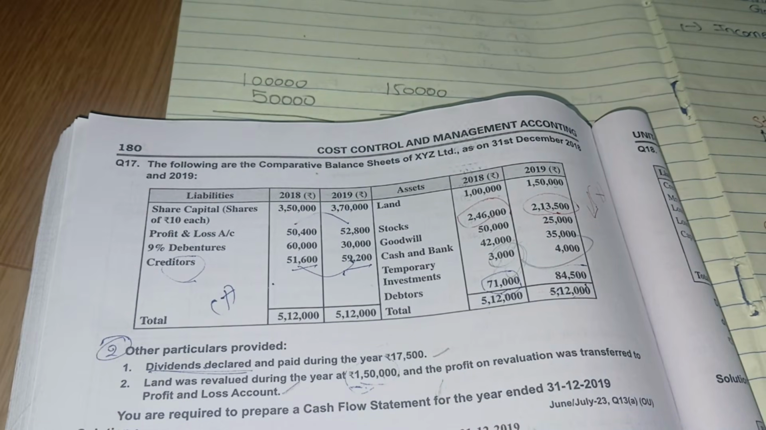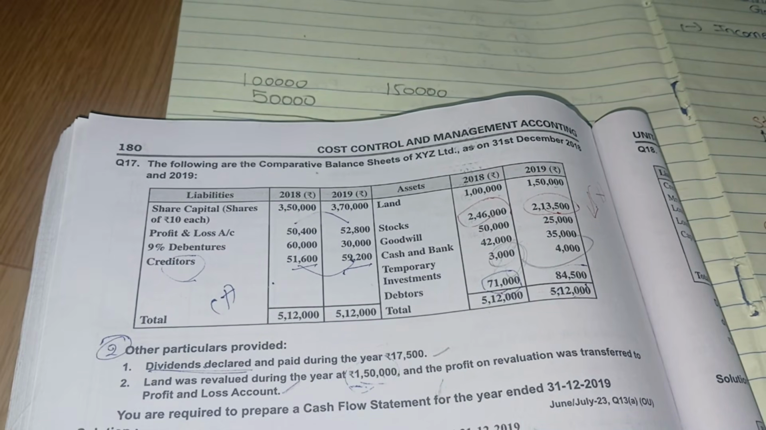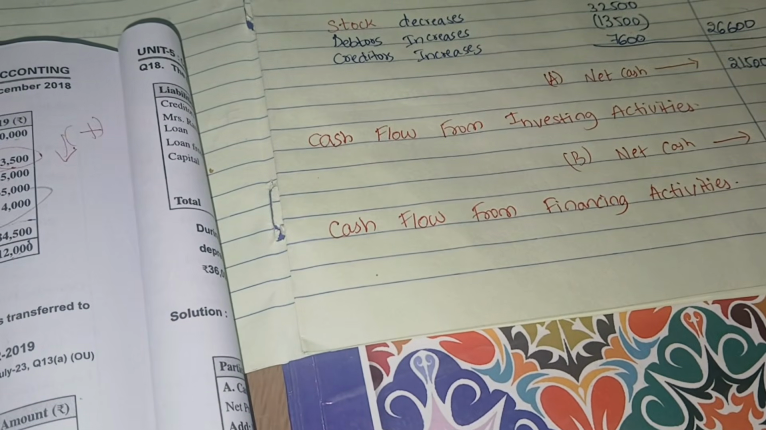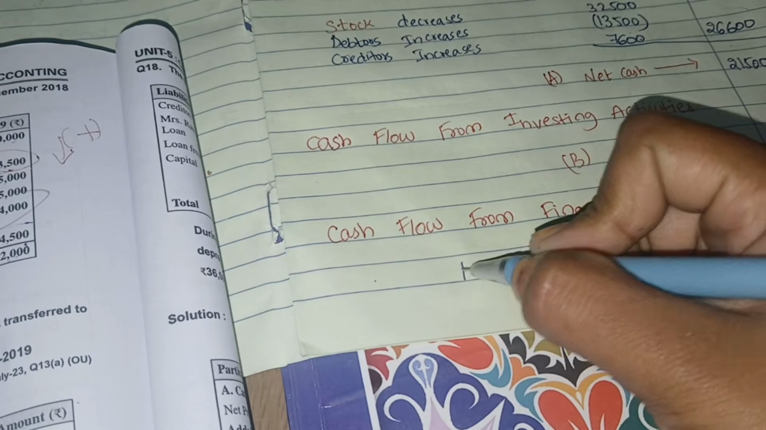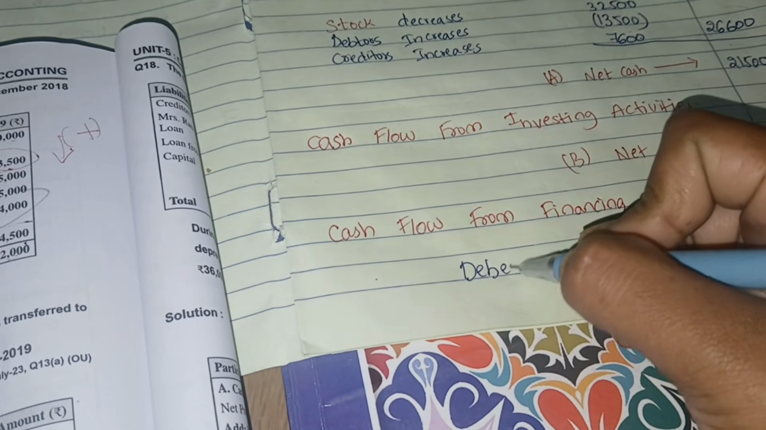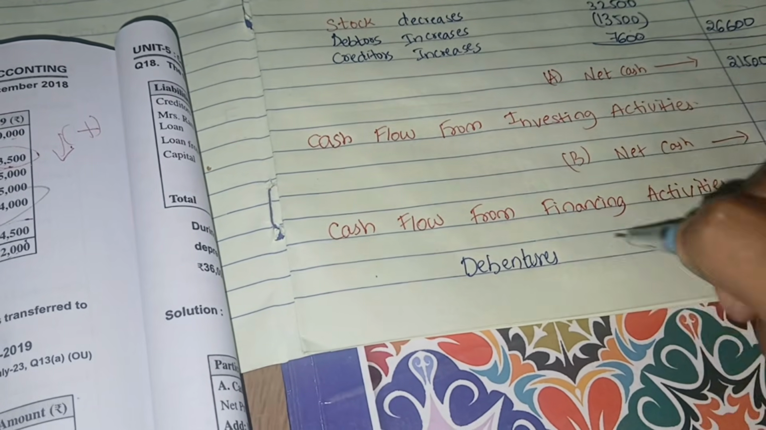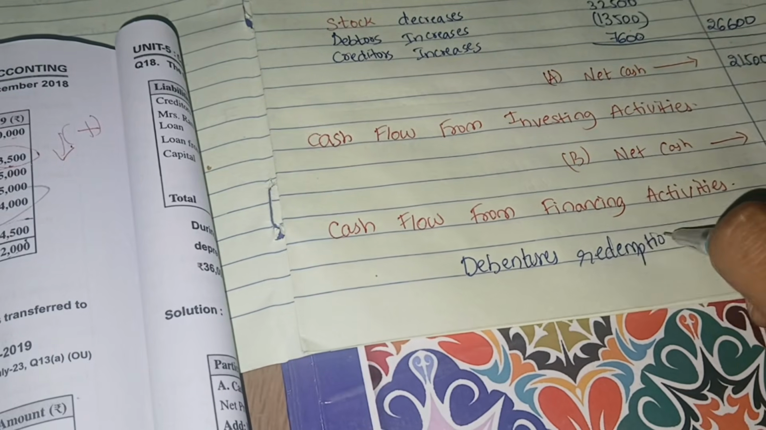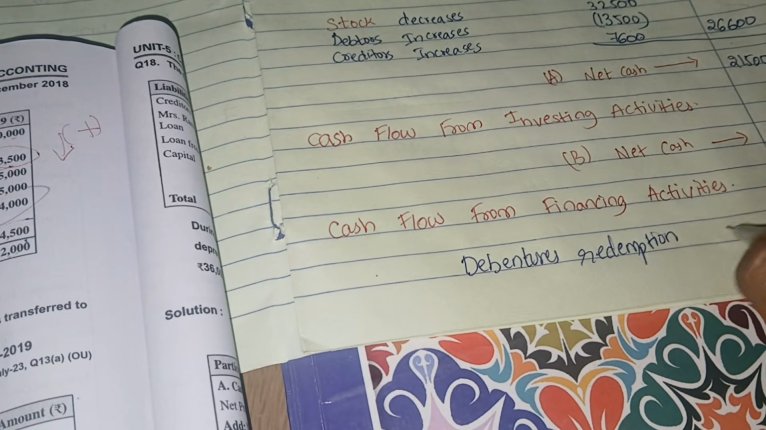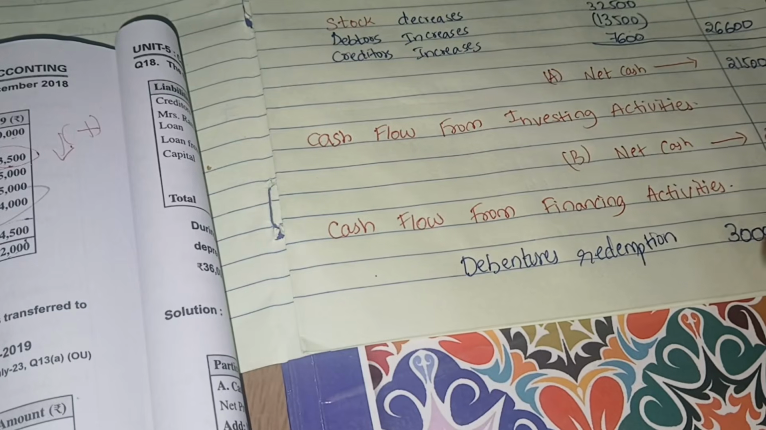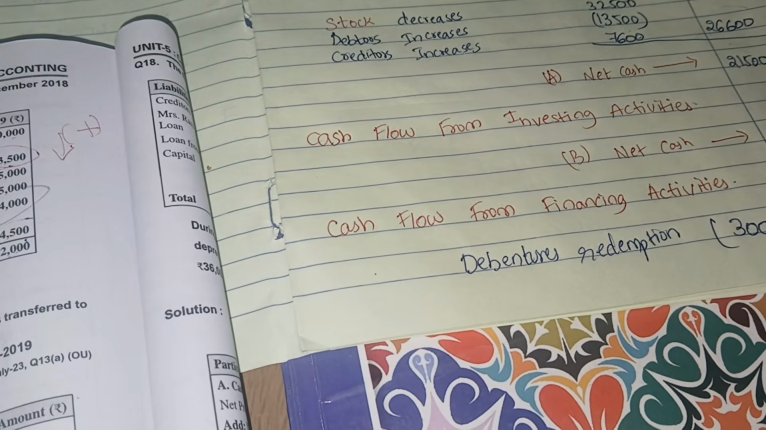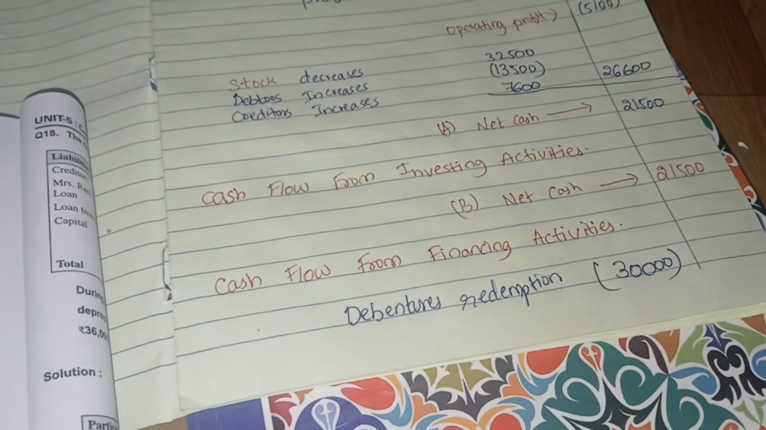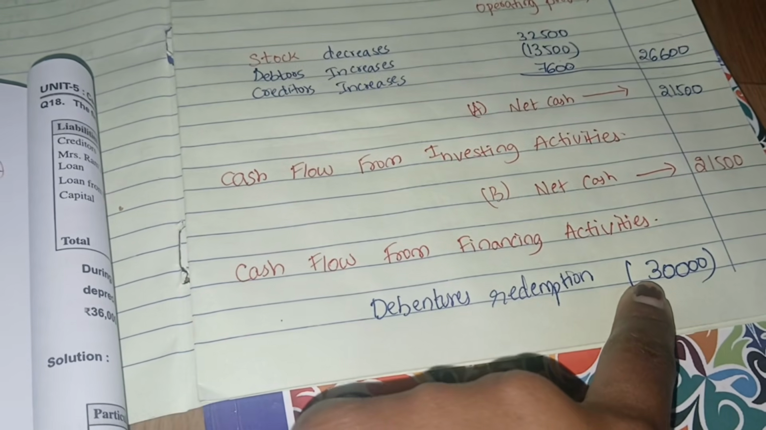It is decreasing. Decreasing is nothing but redemption. So for debentures redemption, what we need to do, plus or minus? Minus. How much is it decreasing? 30,000. So 30,000 we need to do minus. That's why I'm making it in a bracket.